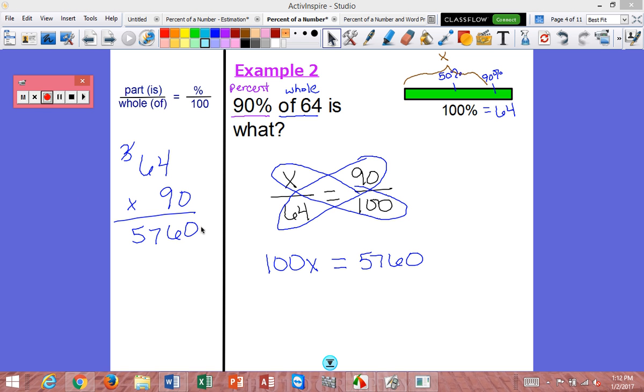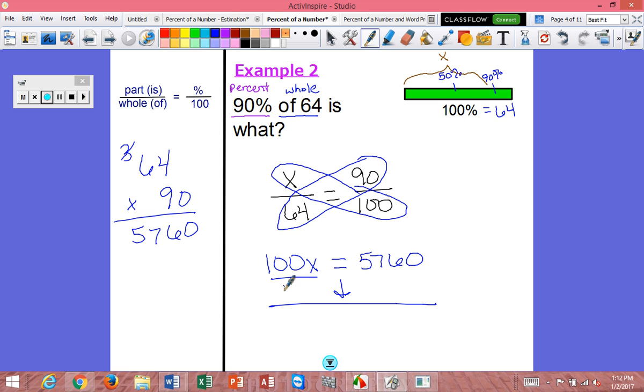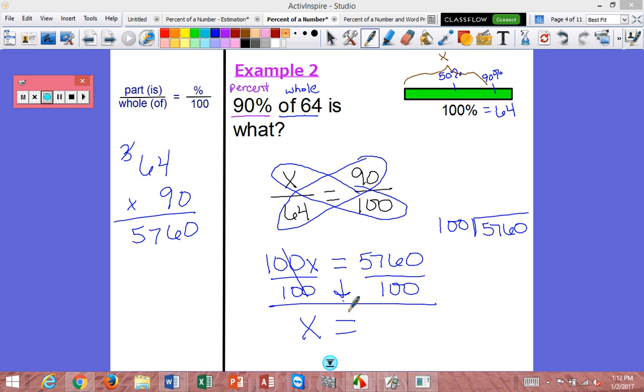Alright, so when I multiplied that out, I got 5,760. But we are not done. We still need to isolate the variable. I'm going to divide by 100 on each side. 5,760 divided by 100. I'm going to go ahead and let you guys work that out. So pause and work that. Okay, and once you are done, you should get 57.6.